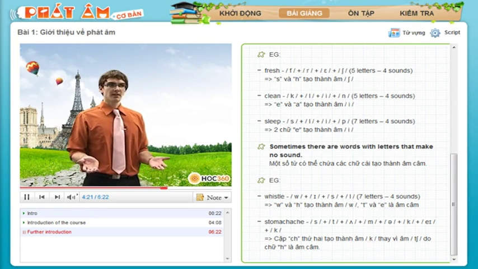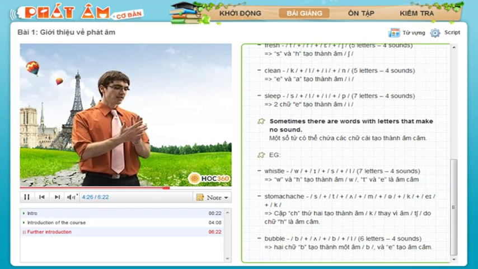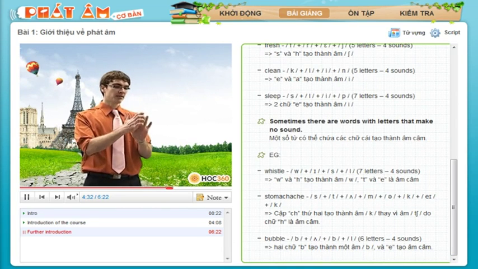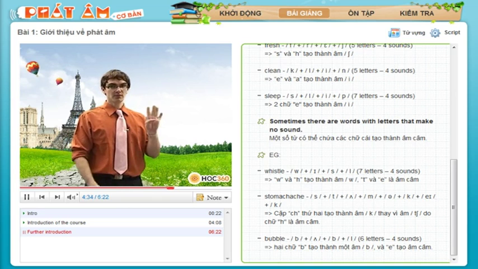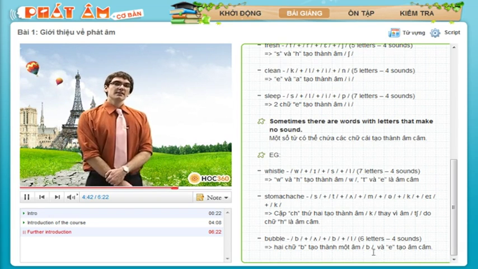Then there's another one I thought of, bubble, B-U-B-B-L-E. That's 6 letters, but again, only 4 sounds. Bubble. The 2 B's make one sound, and the E at the end is silent.